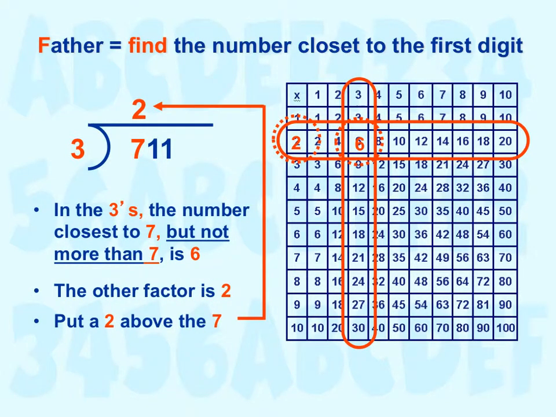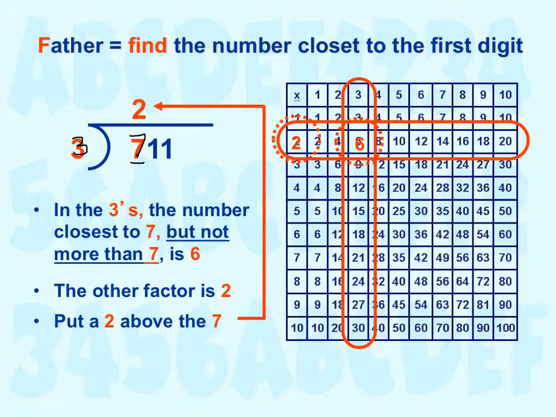So let's put what we just read about into action. Father, find the number closest to the first digit. The first digit in this problem, in the dividend, is the 7. Okay, so we're going to look at that. Then we need to find the multiple of the divisor. The divisor is 3. That comes closest to that number without going over.